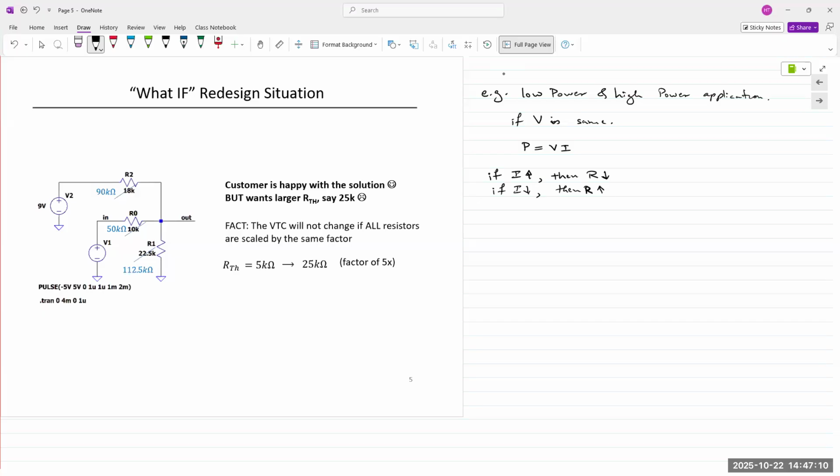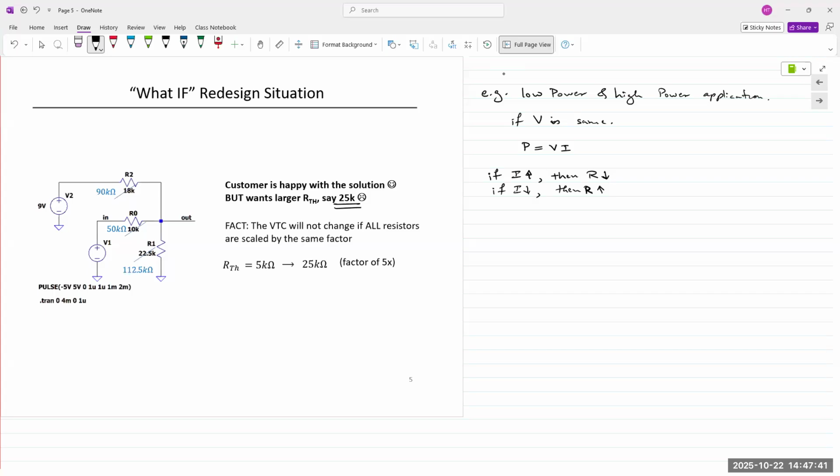So as a customer comes back and says, I want this for a low power application. Nothing is mentioned about voltage. You assume voltage is going to be the same. For low power application, that means current needs to be reduced. If current needs to be reduced, then you increase the value of resistors R. And your calculation, let's say it comes out to be a total Thevenin equivalent of 25 kilo ohms.